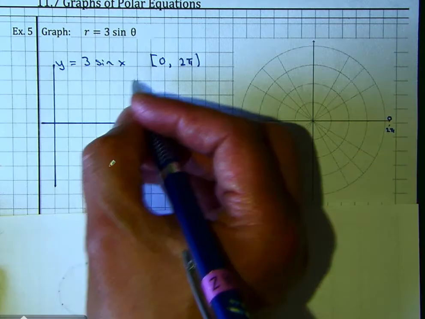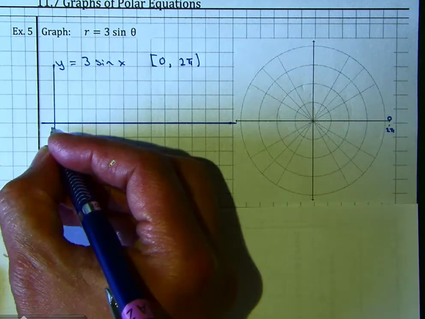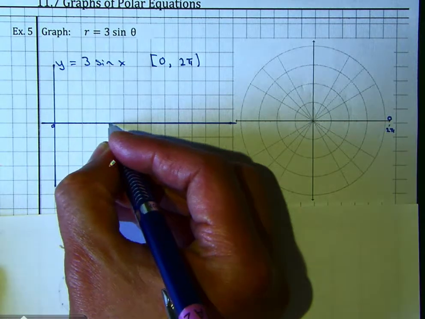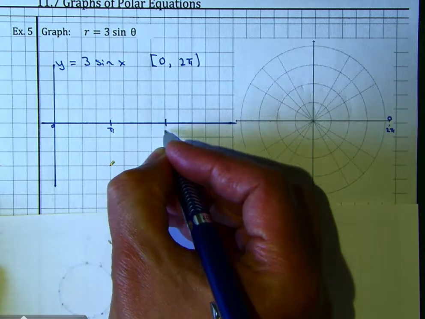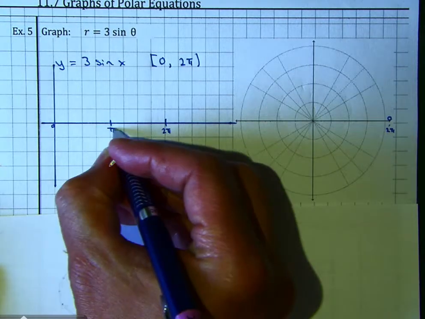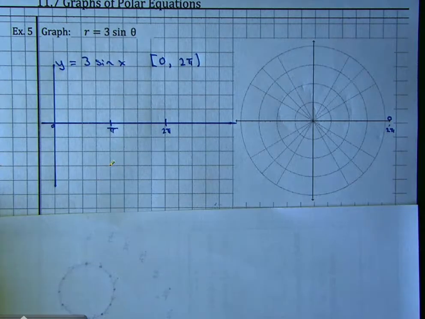So we need to be able to label your x-axis. So it'll be 0, and 1, 2, 3, 4 will be, every 4 will be pi. 1, 2, 3, 4 will be 2 pi. Now, do you guys remember what your period is?